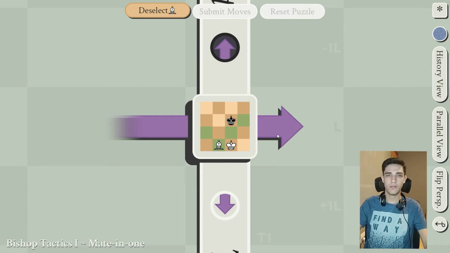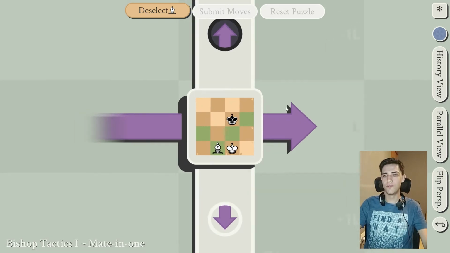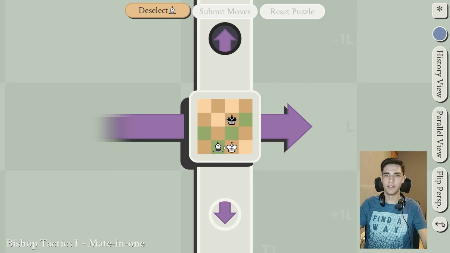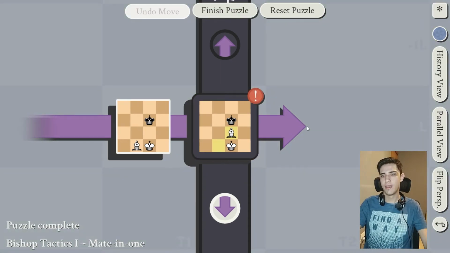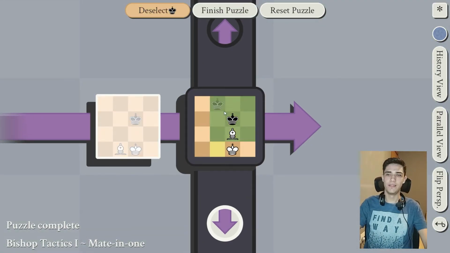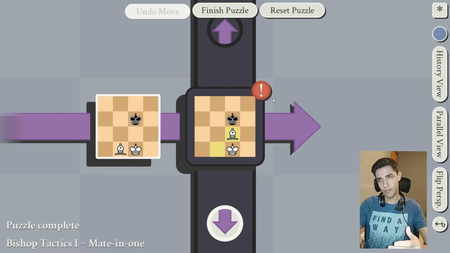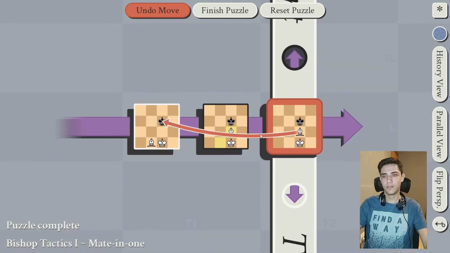So 1 square in one dimension and 1 square in another dimension. So basically the same thing as the rook and knight. This is the correct move because anything that his king could do won't stop my bishop from checking his king here.